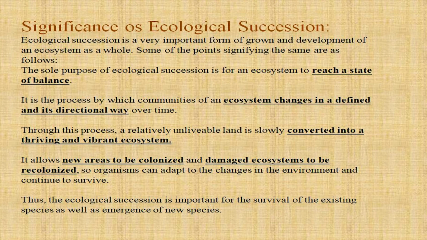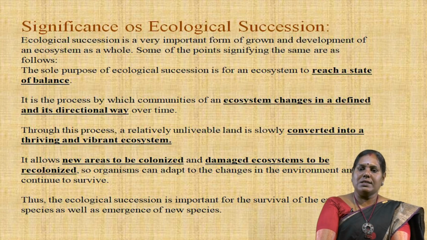So, the unlivable land is converted into a living zone. This is known as ecological succession. It allows new areas to be colonized and damaged ecosystems to be recolonized. So, organisms can adapt to the changes in the environment and continue to survive. Thus, ecological succession is important for the survival of existing species as well as the emergence of new species.